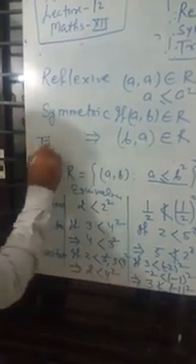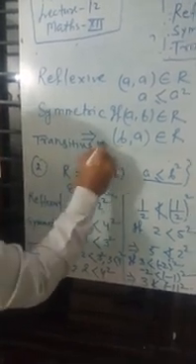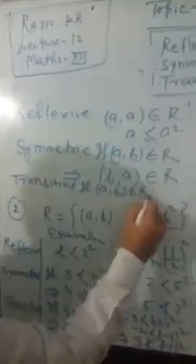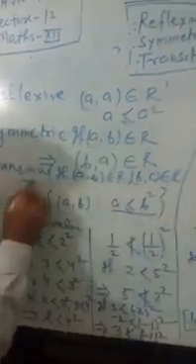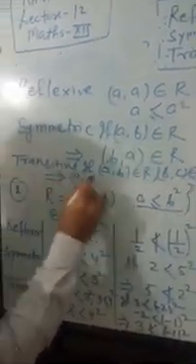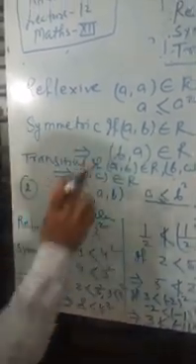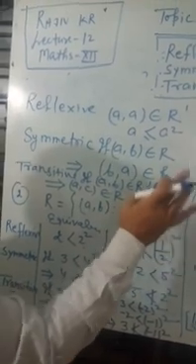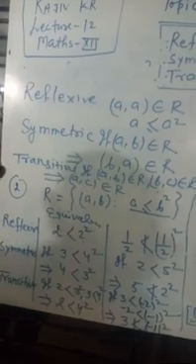In the last case, transitive: if (a, b) belongs to R and (b, c) belongs to R, then (a, c) also belongs to R. The first and second follow the rule of the relation, the second and third also follow the rule, so the first and third must be followed.